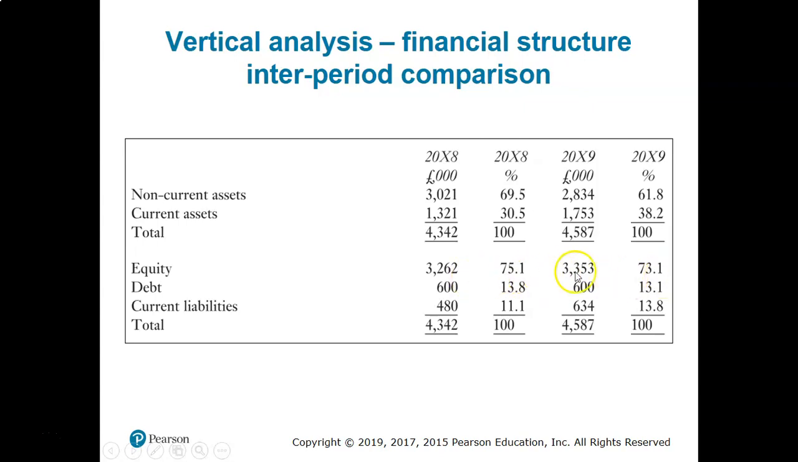So what are the changes between the years? This is what we call horizontal and vertical analysis. And this actually means the common size financial position statement. So this is common size.